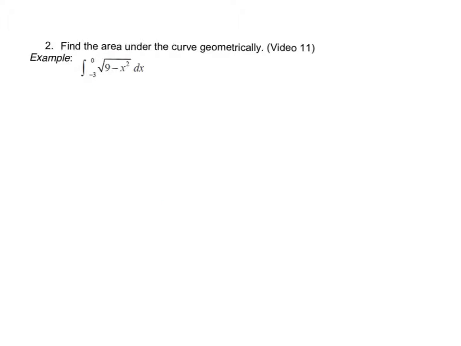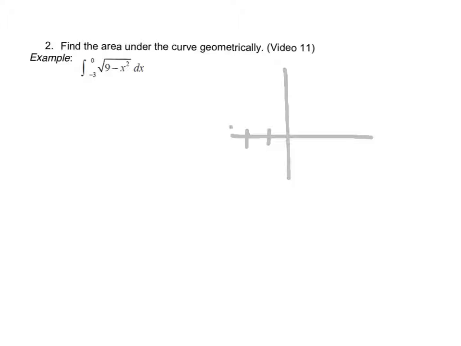The second integration technique is to find the area under the curve geometrically. So draw a graph and see if you can find the area under the curve by cutting it up into shapes. Things like what we did in video 11 with the absolute value. We graphed the absolute value and we were able to find the area under the curve using the triangles. Now we're going to take the graph of square root of 9 minus x squared, which you should realize is a circle of radius 3, but only the top part of it because it's just the positive square root.